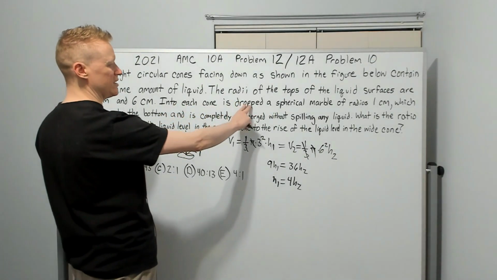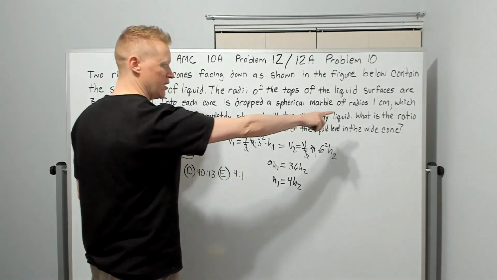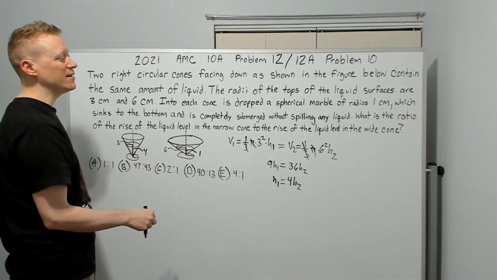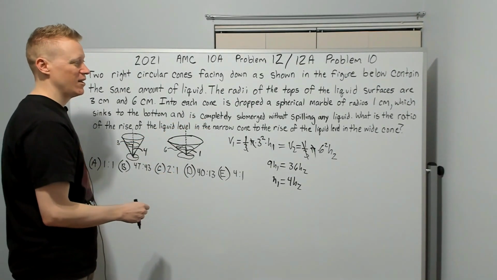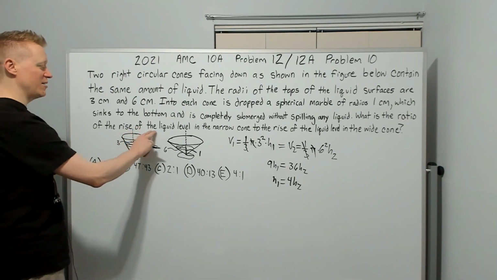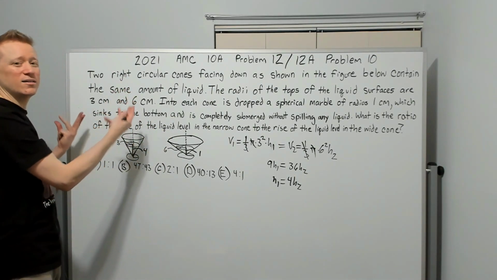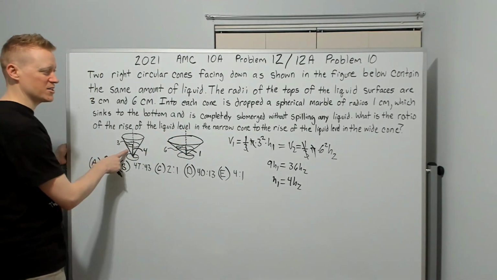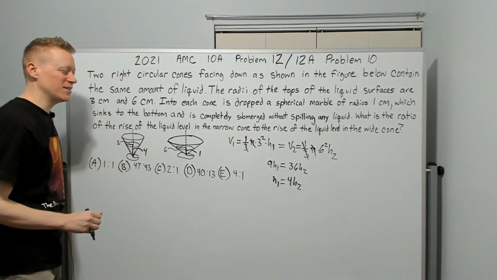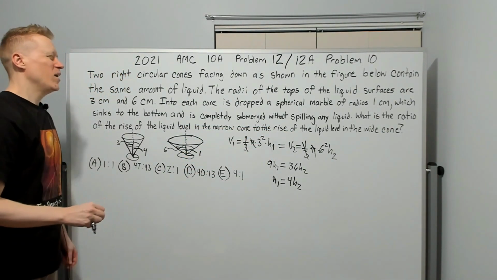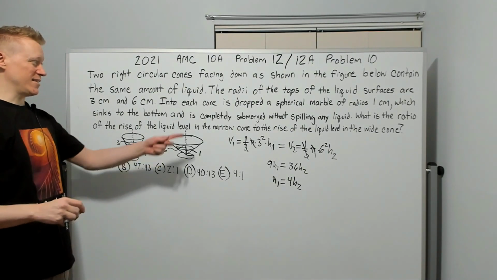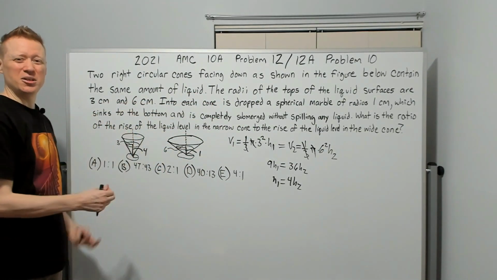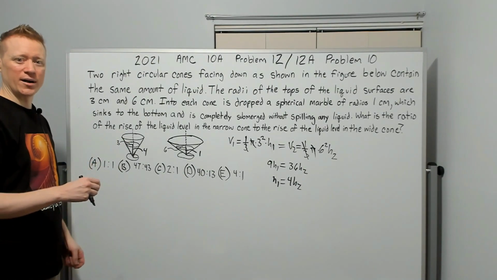Okay, so where were we? Into each cone is dropped a spherical marble of radius 1, which sinks to the bottom and is completely submerged without spilling any liquid. What is the ratio of the rise of the liquid? You drop something into water, the water level rises. They want the ratio of the rise of the liquid level in the narrow cone, this one, to the rise of the liquid level in the wide cone. Well, it's probably not too uncommon knowledge that the volume of the marble that you put inside is what's added to the apparent volume of the water.